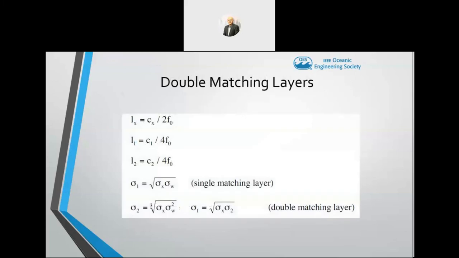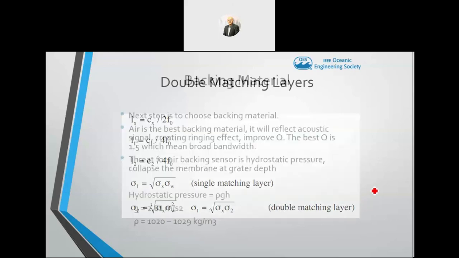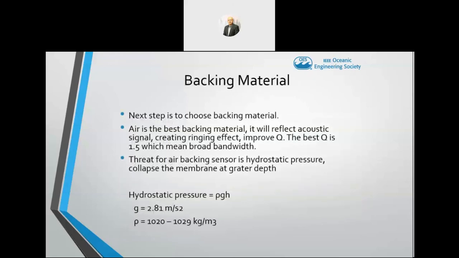Double matching layers: sometimes a single matching layer is not enough. We might need a second matching layer, and therefore you might need a different equation. All right, backing material as well. For now, our sensor has a PZT material, and we have a backing layer, the first backing layer, or maybe a second backing layer. Normally, the second matching layer is the housing material for the sensor. This is the housing material of the sensor. This is the PZT. This is matching layer 1. This is matching layer 2.